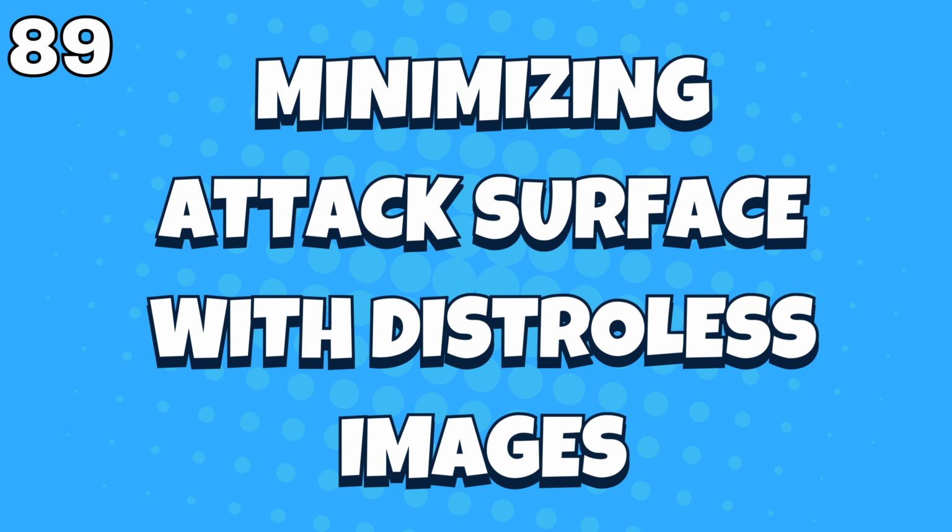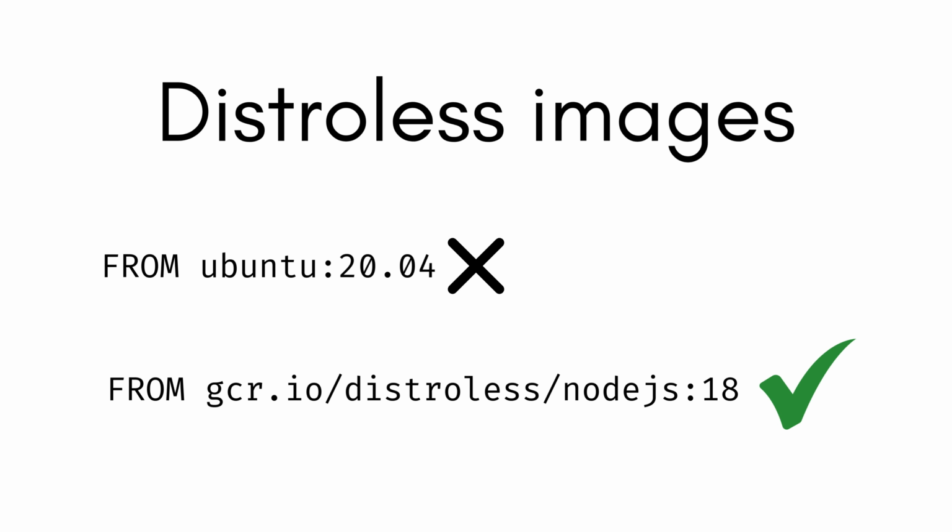What if I told you most Docker images ship with extra packages you never need? That's an attack vector waiting to be exploited. Enter Distroless images. Google's approach to slim, secure images with zero package managers, shells, or compilers. In your Dockerfile, change the base image from Ubuntu to a Distroless image.